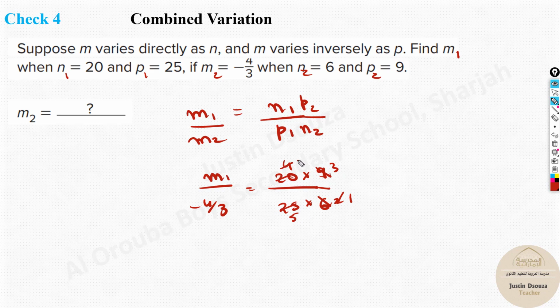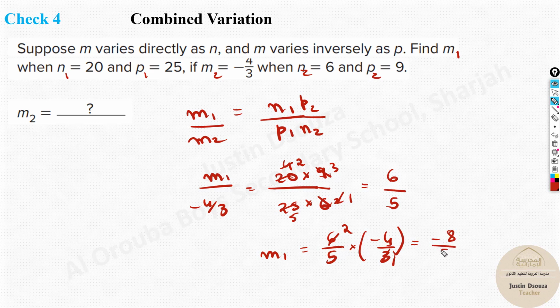2 times 1s and 2, so you're going to get 6 by 5 over here. Now we have this, let's take it to the other side, so M1 equals 6 by 5 multiplied with negative 4 by 3. So we need to simplify this again, and you get 2 times over here, so it'll be negative 8 by 5, or it's negative 1.6. So the answer is negative 1.6, because negative 8 by 5, if you see, it'll be negative 1.6. That's it. If you're not in fractions, you can write in decimal.